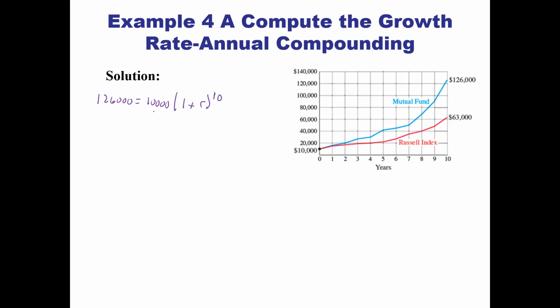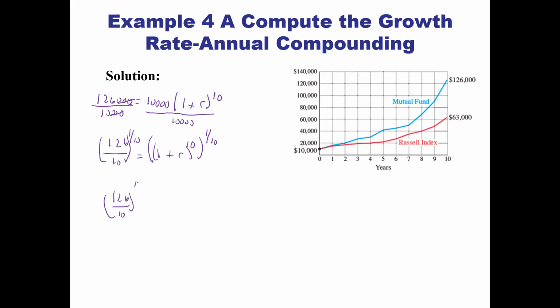And so solving this, we're going to first divide everything by 10,000. Well, let's just get rid of 3 zeros to start with. 126 over 10 is equal to 1 plus R to the 10th. Now to solve for this, to get rid of the power 10, if we take it to the 1/10, that will help us have that out of the way. And so now we have 126 over 10 to the 1/10 is equal to 1 plus R.